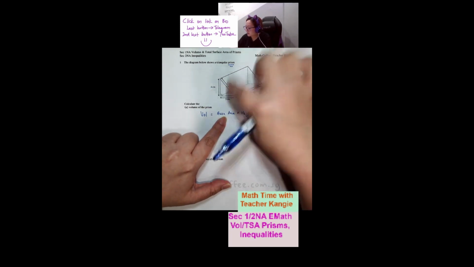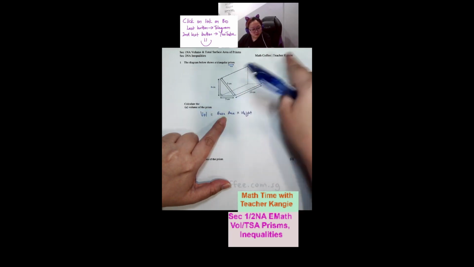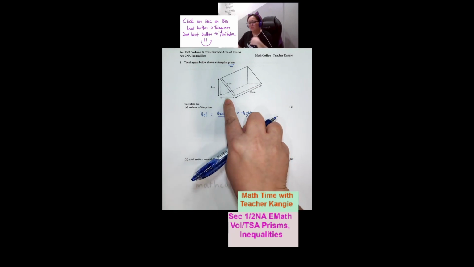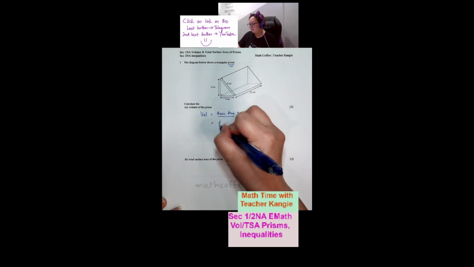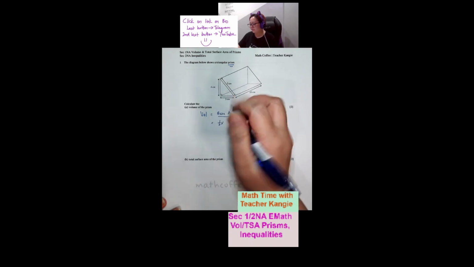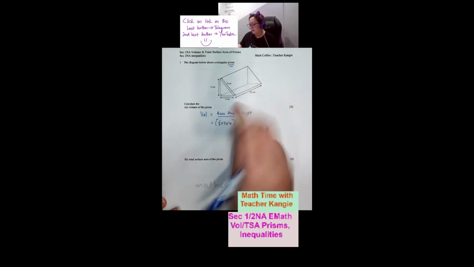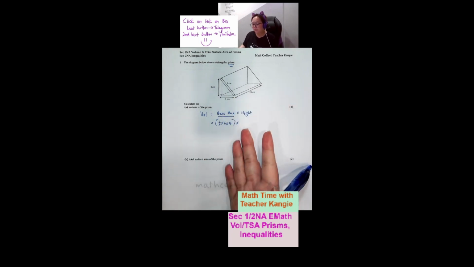In this question, I just mentioned that the triangle is the cross-sectional area. So for this base area, we look at it and see this is a triangle, so we apply the triangle formula. The area of a triangle is half times base times height. In this case, the 90 degrees is here, so it's half times 3 times 4. This will be the base area, which is the triangle, multiplied by the height of the prism.